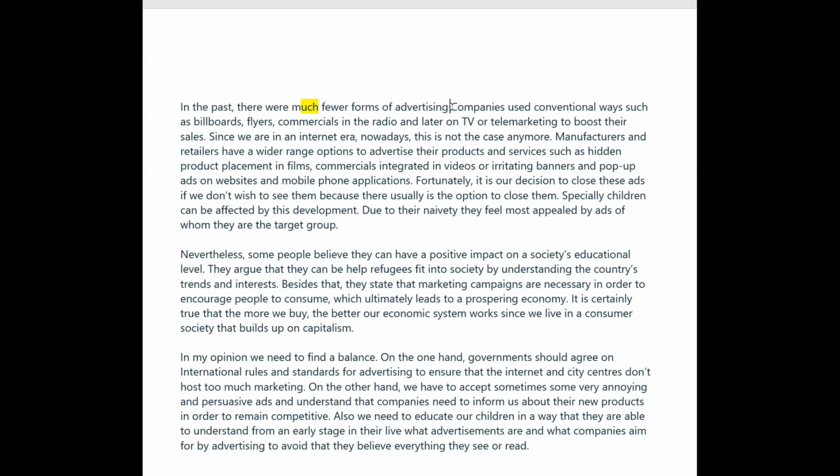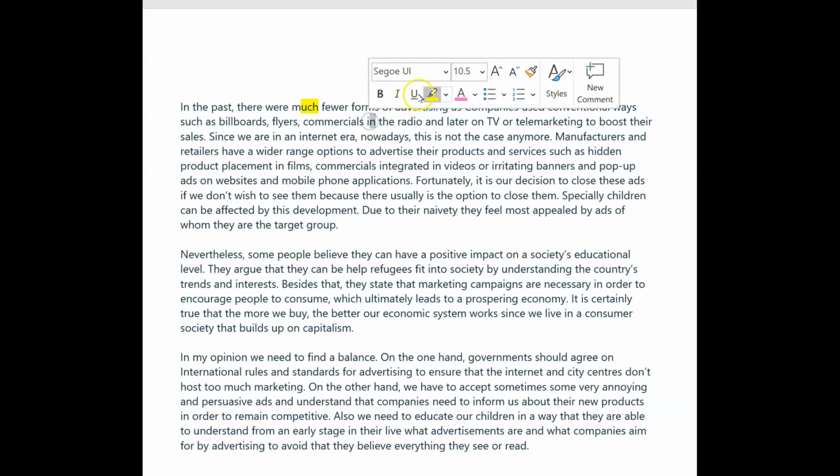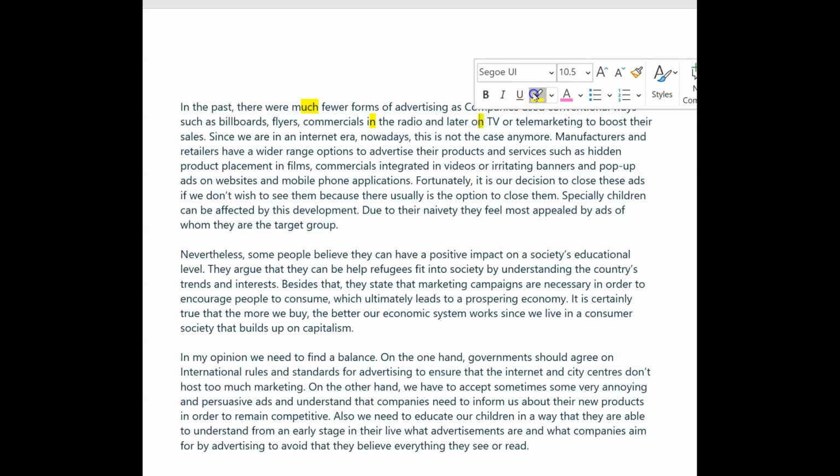Connect these sentences together. IELTS likes nice, long, complicated sentences. So connect these together. As companies use conventional ways, such as billboards, flyers, commercials, on the radio, and later, you don't need on, because we've got the on there now here. TV or telemarketing to boost their sales. Great. Really nice, strong sentence there.